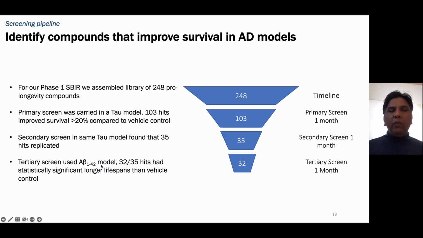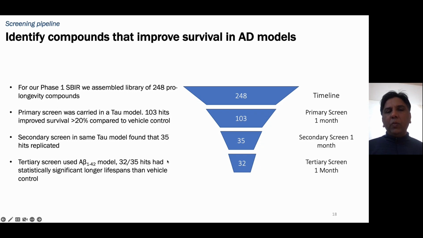So the way we did that was, first we did the screen in the tau animal model, and we found that out of the 250 or so anti-aging compounds, about 100 had improved animal survival. And then we did another screen to see how much we can replicate those, and about 35 of them have been replicated in this tau model.